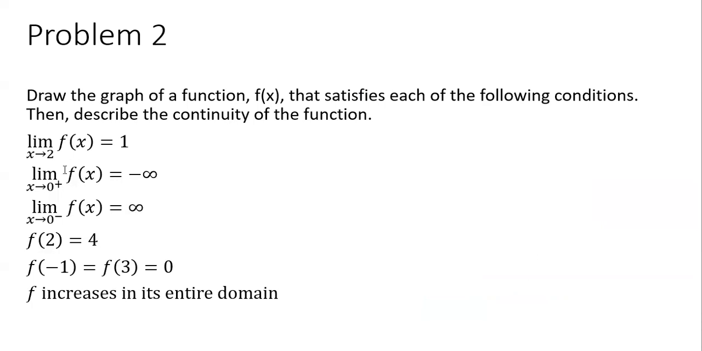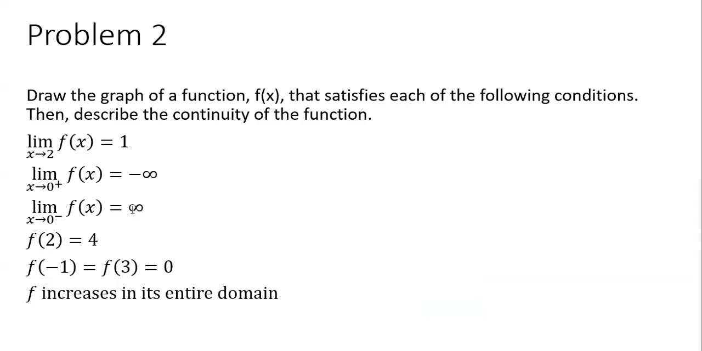So from just what they provided here, we can tell that there's a discontinuity at x is equal to 0 because there's a vertical asymptote there. As x approaches 0 from the right, it approaches negative infinity. From the left, it approaches positive infinity. So it's going to be an asymptote there.